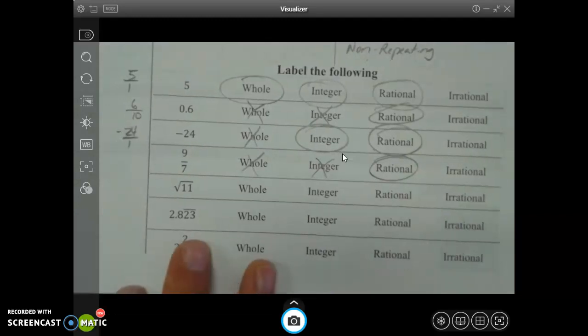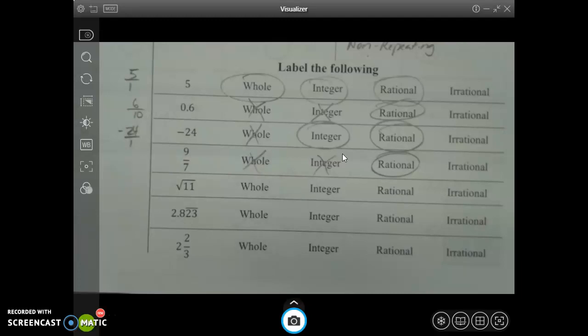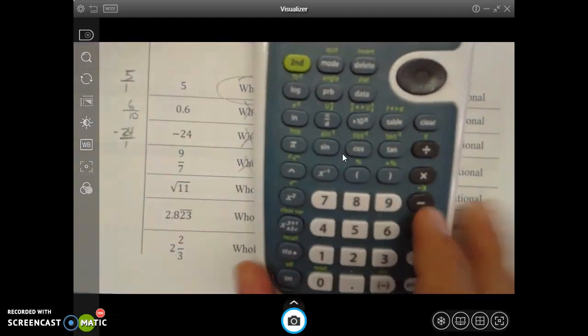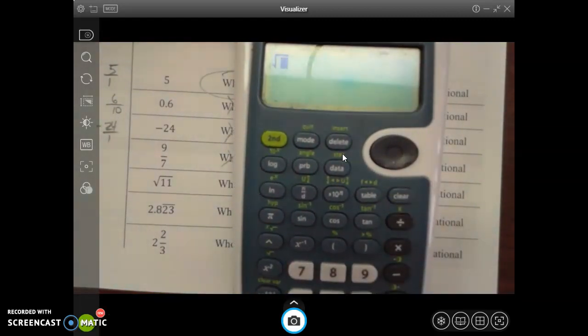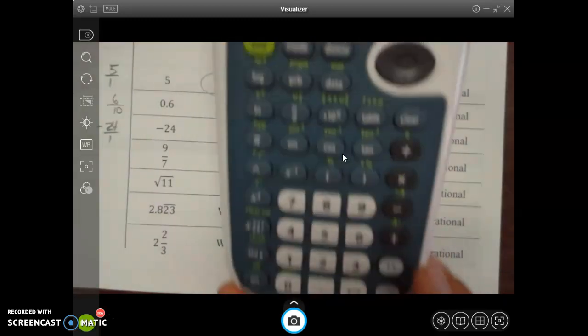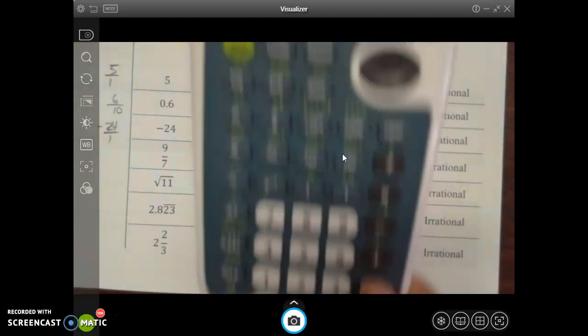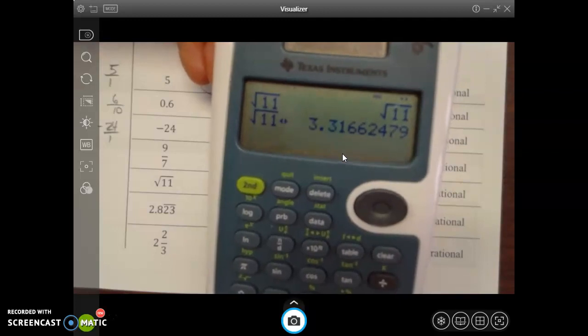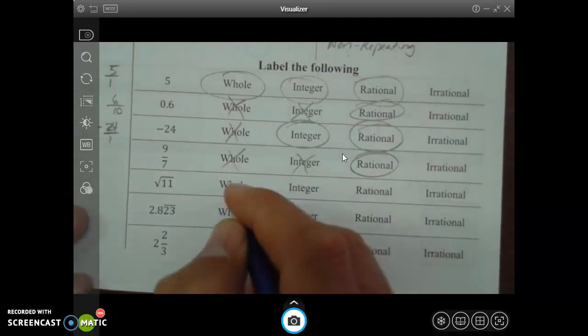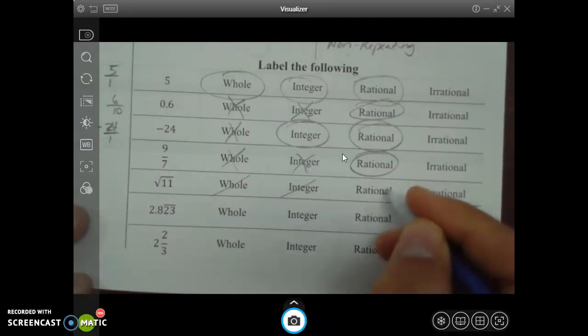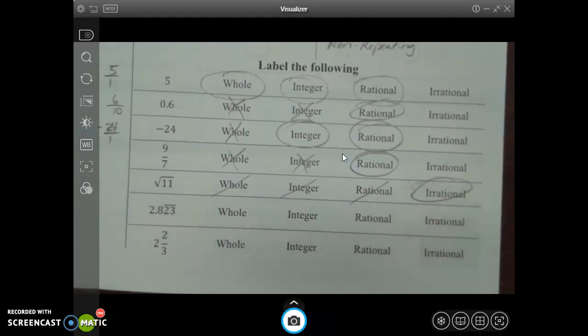And the square root of 11. Let's type that in. Let's get out our calculator, hit the second key, and get that radicand. Type in 11, press enter. It's going to spit out the same thing. Then I hit this double arrow key, and I get 3.31662479... That's going to keep on going forever. So that's definitely not whole, definitely not an integer, not rational. That is irrational because it does not terminate or repeat.